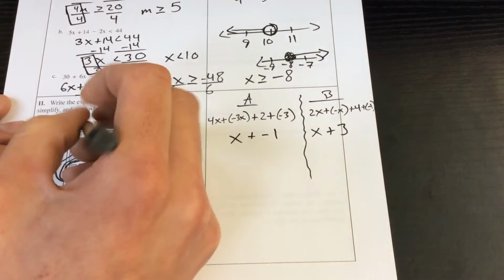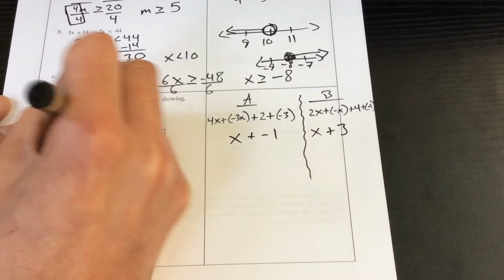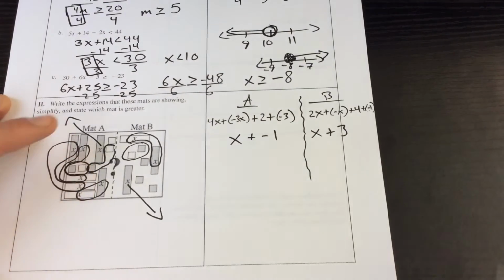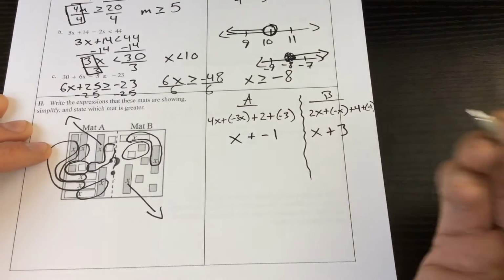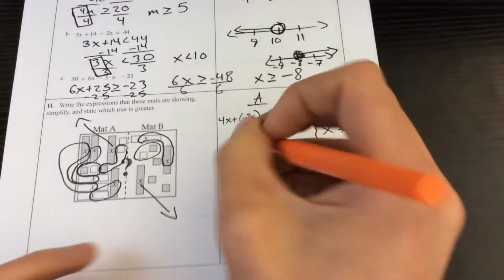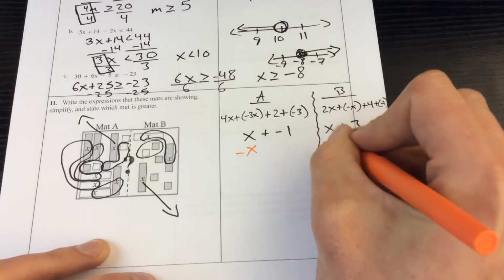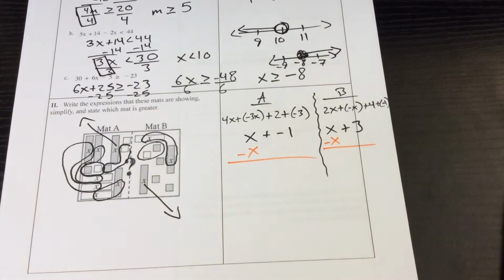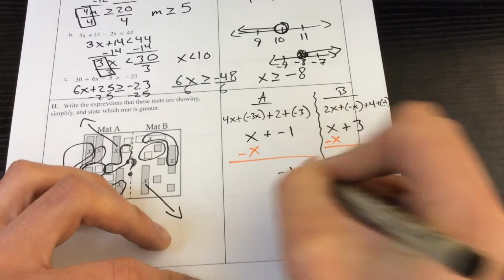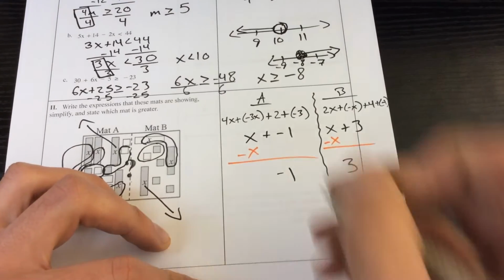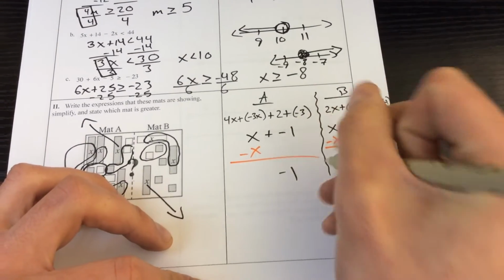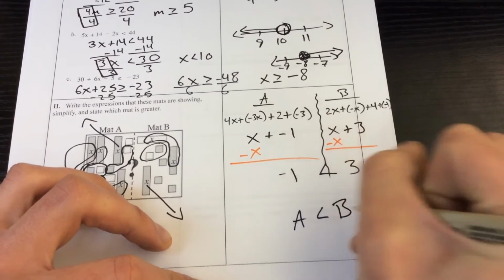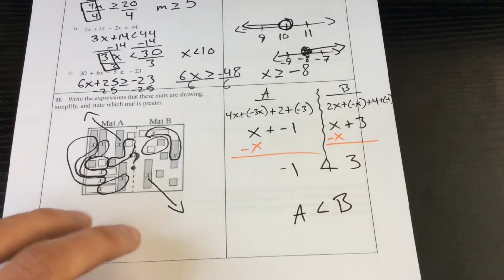So remember, we can remove the same amount from both sides, and the relationship between them is the same. So I can take away those positive x's, which is essentially if we were solving an equation, we would show that by subtracting x on both sides. I know I don't have an equal sign here, but the concept still applies. And we can see that -1 and 3 are what's left. And of course, -1 is less than 3. So mat A is less than mat B. All right, let's move on to standard.